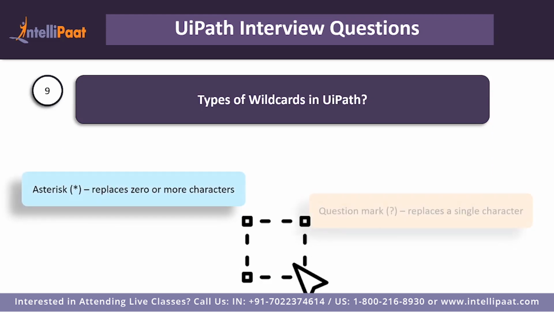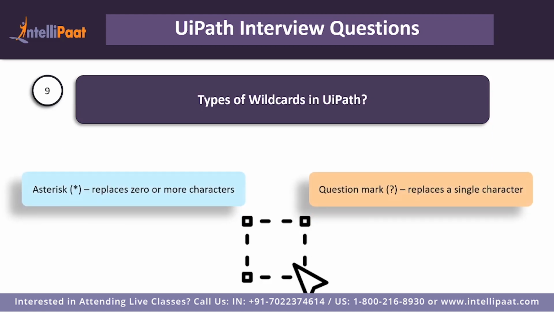So the types of wildcards are basically two. One is called the asterisk, which is the star symbol, which is used to replace 0 or more characters in a selector. The other one is a question mark. So question mark only replaces one single character.